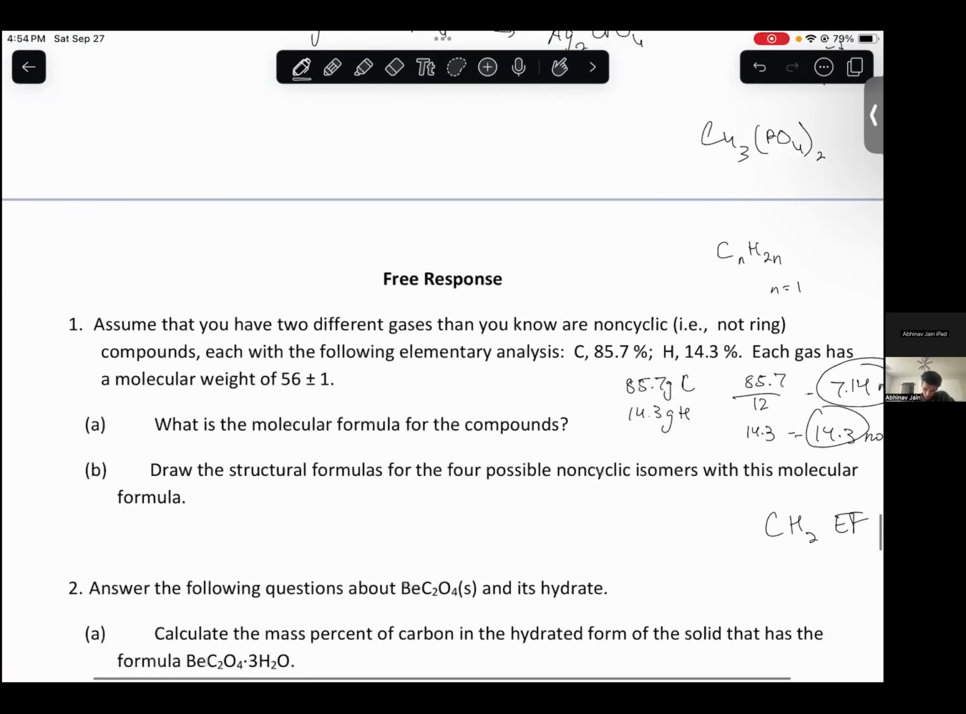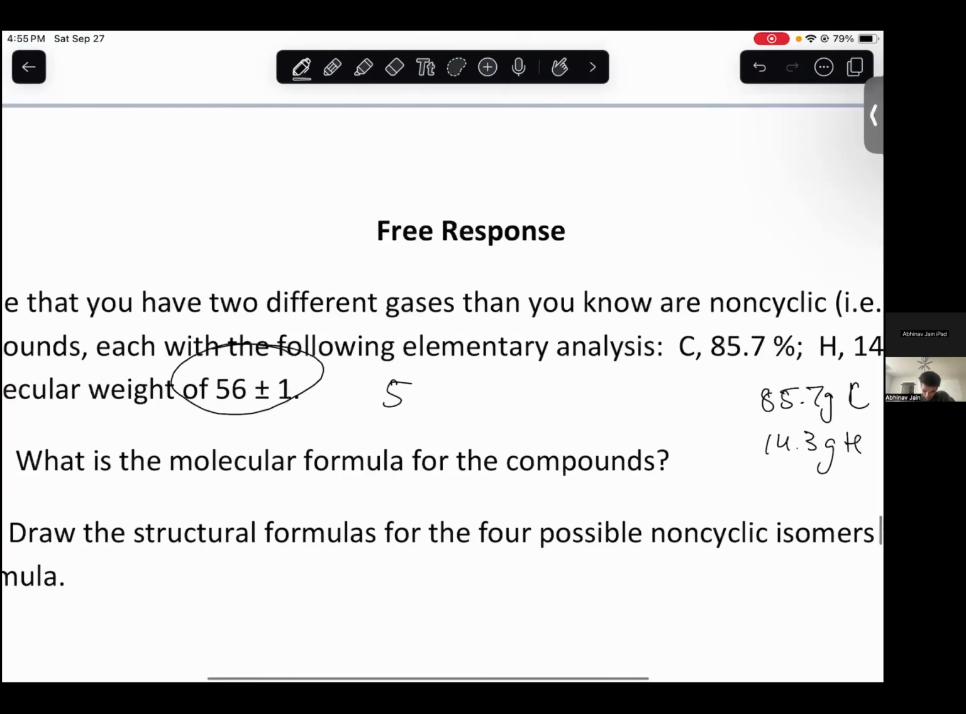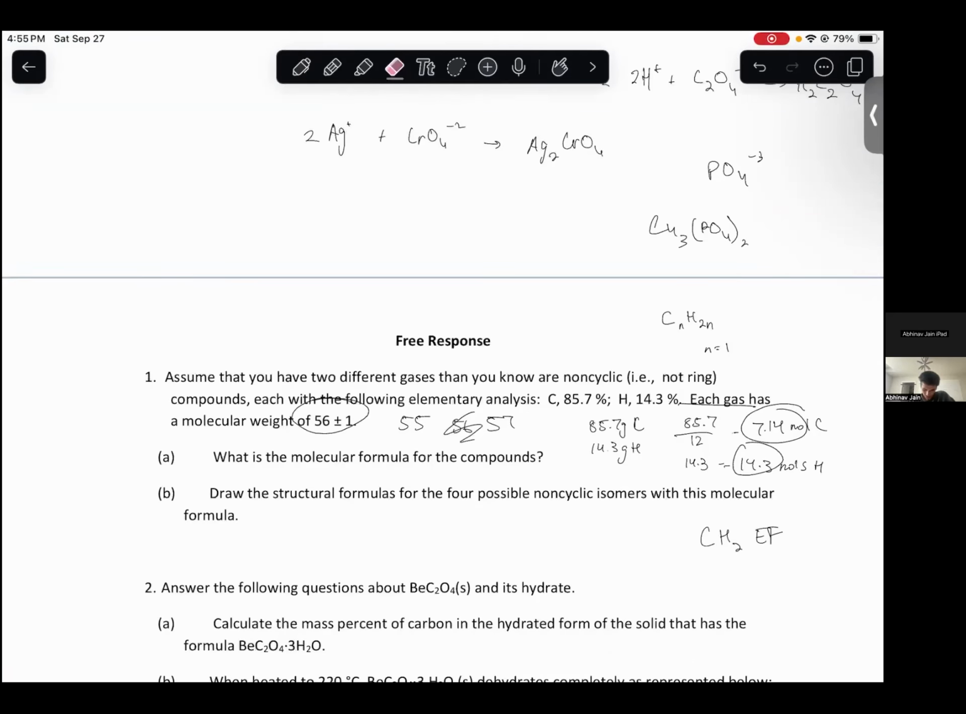And it says each gas has a molecular weight of 56 plus or minus 1. So that means around a molecular weight of 56. Plus or minus 1 just means it could be 55 or it could be 56 or like 57, stuff like that. So this plus-minus value just represents the uncertainty of the molecular weight. We don't know if it's 55. We don't know if it's 57. Could be any one of those.